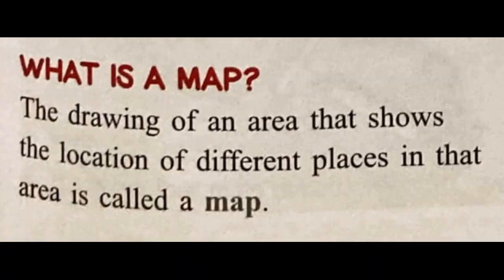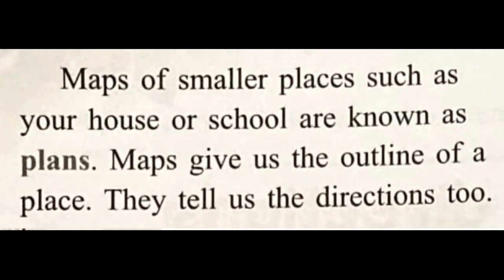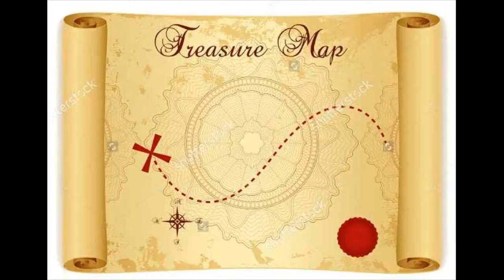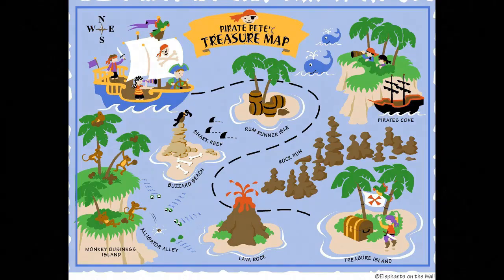Now let's read the lesson. What is a map? The drawing of an area that shows the location of different places in that area is called a map. Maps of smaller places such as your house or school are known as plans. Maps give us the outline of a place. They tell us the directions too. So Slaters, you all must have heard about treasure maps, isn't it? It is a drawing which shows you where you can find the treasure.